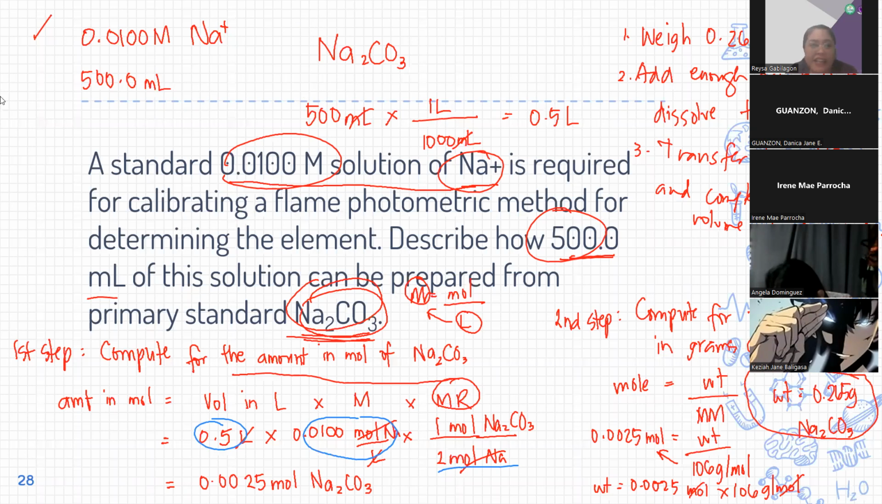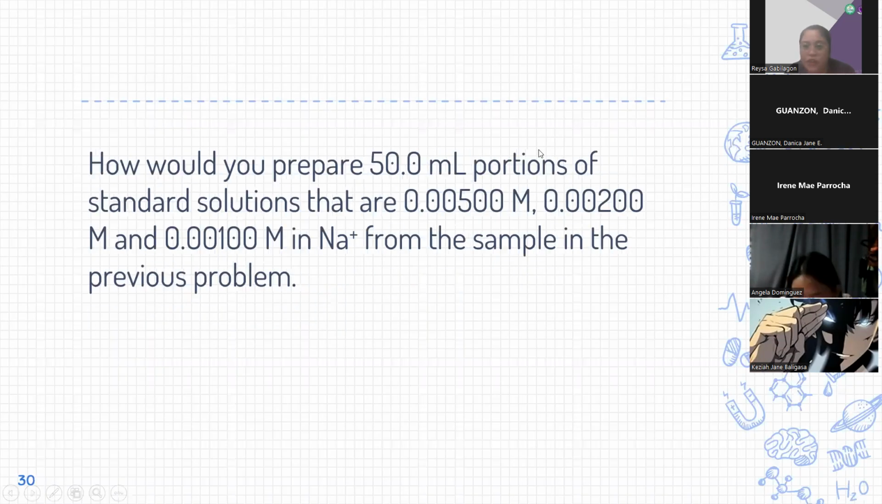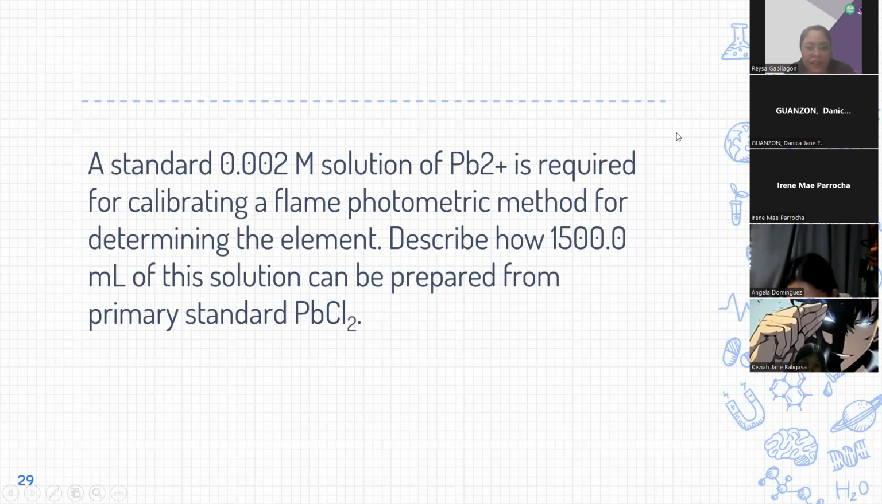Okay, can I erase the writings on the screen now? Okay. Let's see if you followed my computation earlier. You try to solve this one.